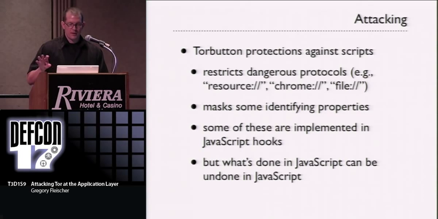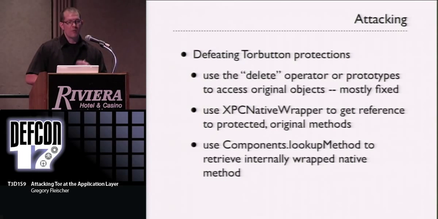So Torbutton does offer some protection against scripts. It attempts to filter out some dangerous protocols like resource, chrome, file. It masks your identifying properties. And some of these are implemented in JavaScript. It's through hooking of the browser properties. But kind of what can be done in JavaScript can also be undone in JavaScript. So let's talk a little bit about defeating Torbutton protections.